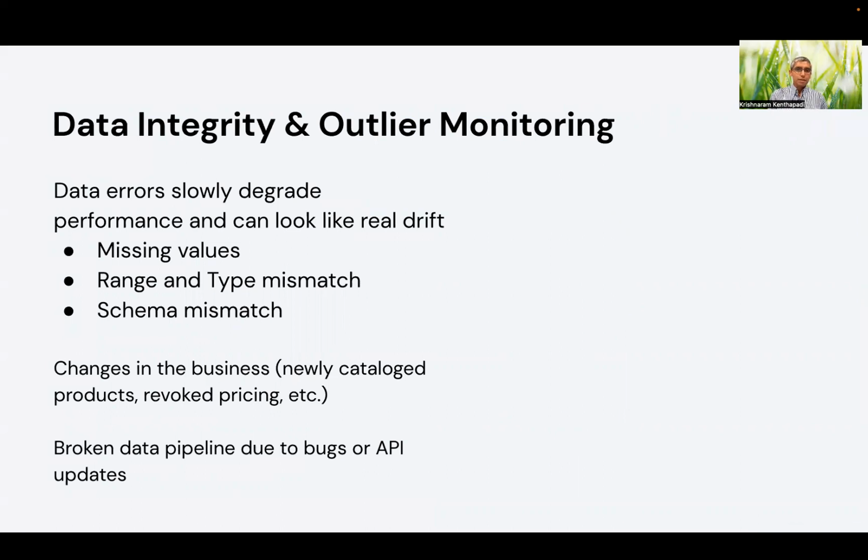Unlike in non-machine learning applications, machine learning applications tend to be very forgiving. Even if incorrect data or missing data is fed to the machine learning model, the model may still produce an output, just that it may not be as reliable as before. So there are different types of data errors. These can range from missing values, or range or type mismatch, or even schema mismatch, changes in the unit of measurement, swapping of maybe two features, and so forth. Again, this can be due to data pipeline bugs, or possibly changes in some parts of the system which may not be reflected in other parts of the system, or even possibly changes in the business itself.